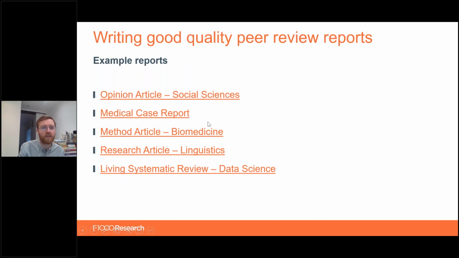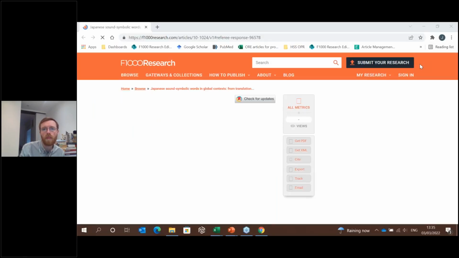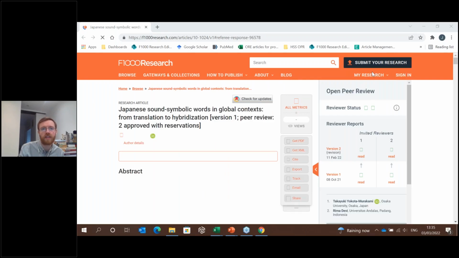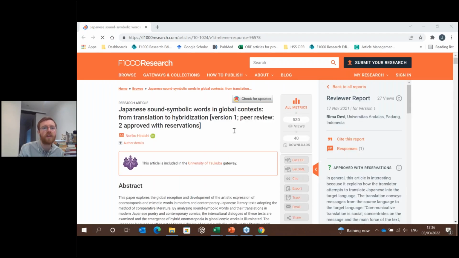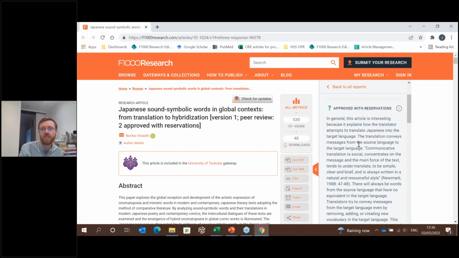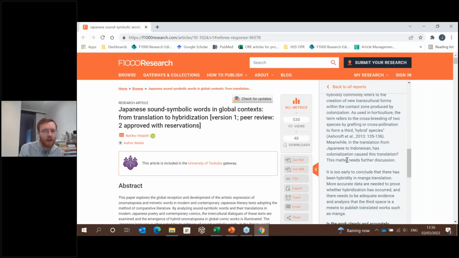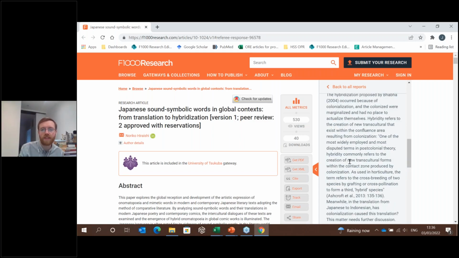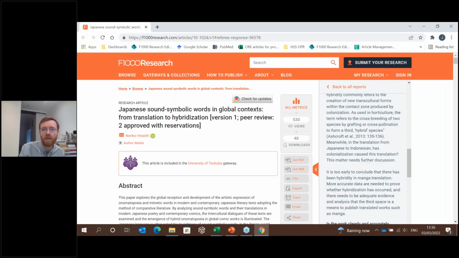So here we have, in fact, actually, let's start with a research article. We have a research article here on linguistics. And as you can see, we're on the actual website now. We've got the title, and we're looking at the version 1 peer review report. So this is an approved with reservations. The review starts with quite a detailed summary of the paper, and then goes into quite a lot of depth. Now, not all peer review reports need to be this long, but this shows a real, clear engagement with the research that is going on here.